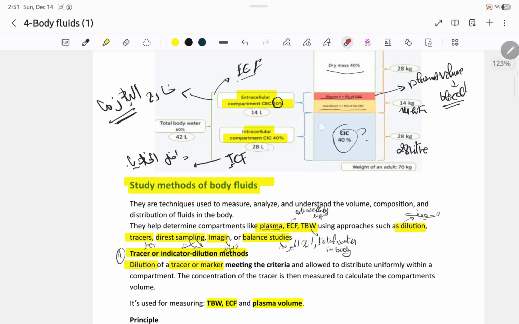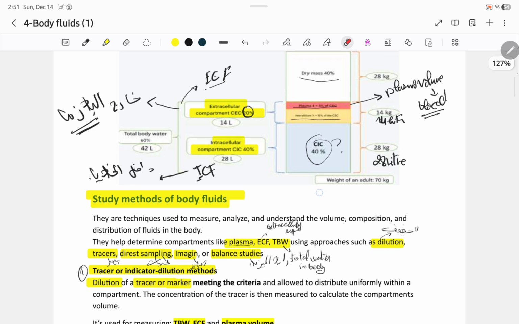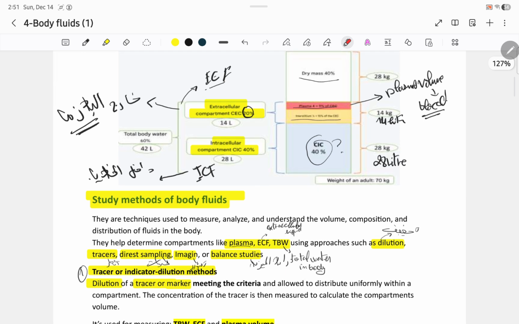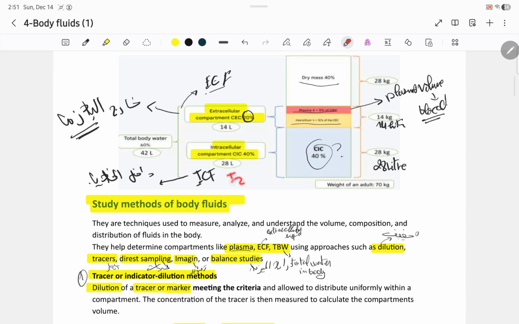So it is divided, we have 60%, which is divided into the extracellular compartment and the intracellular compartment. And the intracellular compartment is just like that, ICC or sometimes ICF. Okay, so what is the extracellular compartment?